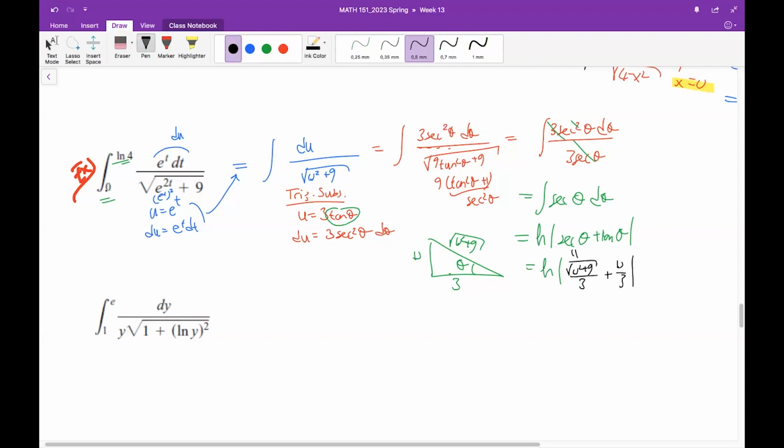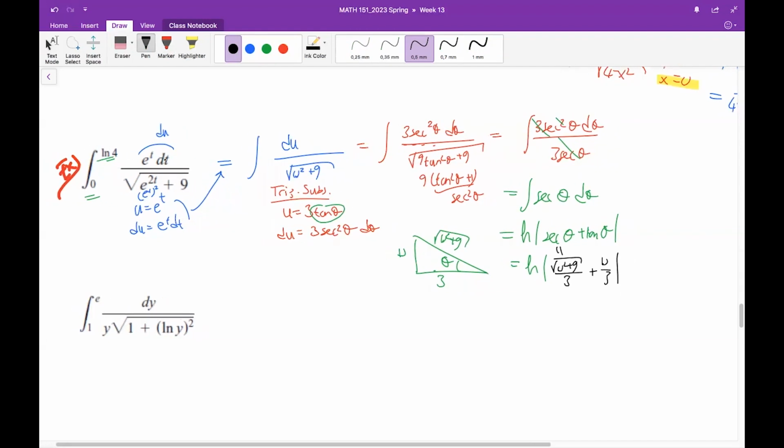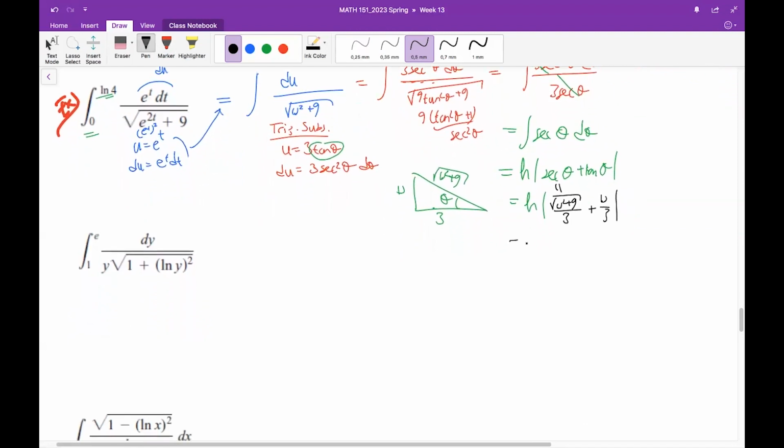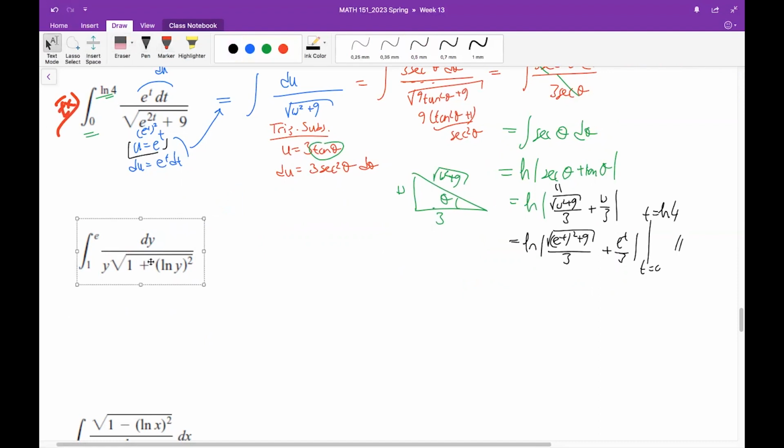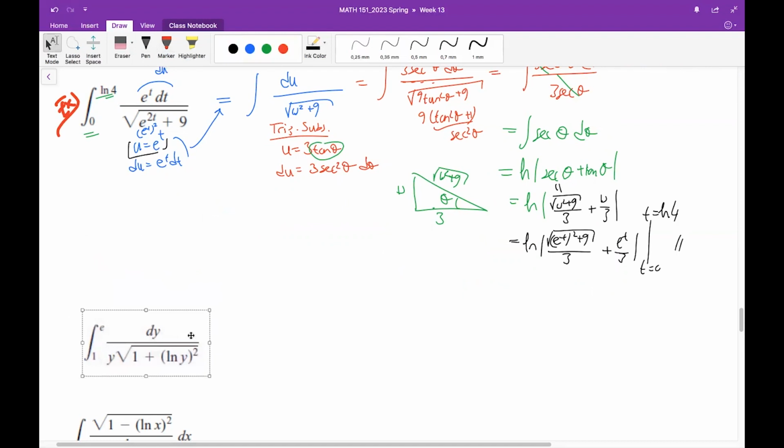Still, you cannot insert 0 and ln 4. Why? Because these are the boundaries for t, not u. One more back substitution. Instead of u, you will just insert e to the power t. Ln of the square root of e to the power t squared plus 9 over 3, plus e to the power t over 3. And now, only now, you can insert t from 0 to ln 4, okay? And then after inserting, you will obtain your result. Any question? Can you understand now?